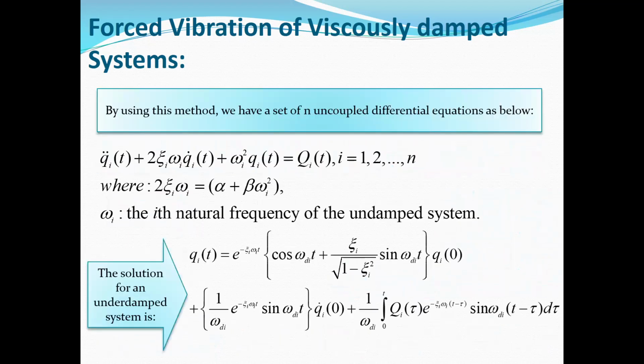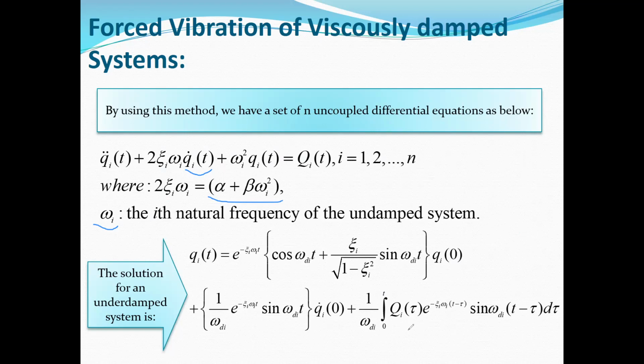From the previous chapters, you can obtain the response for a system with damping. In this case, the coefficient of the damping, or Q dot, is alpha plus beta omega i squared according to our initial assumption, and omega i is the i-th natural frequency of the undamped system. So we can substitute and simplify and obtain the response for i from 1 to n.